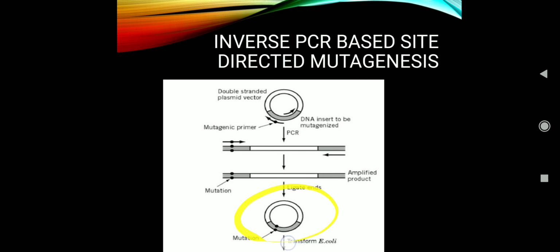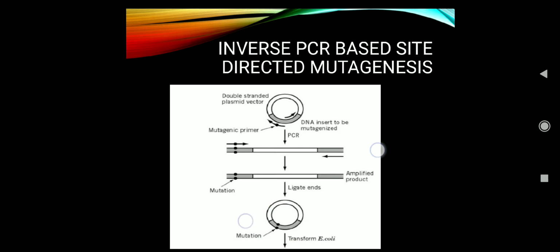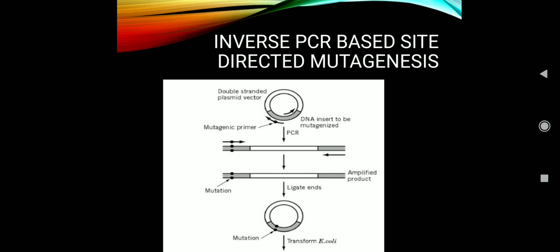So this mutated DNA is now transformed into ultra competent E. coli cells. Before transforming into ultra competent E. coli cells, during amplification it is possible that sometimes the mutated DNA will not be produced. The parental DNA might remain like this. So we have to use DpnI digestion. DpnI has to be used for digesting the template DNA.